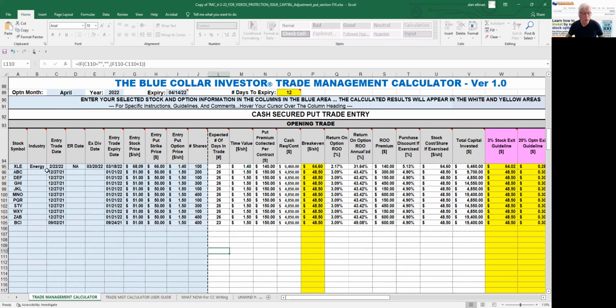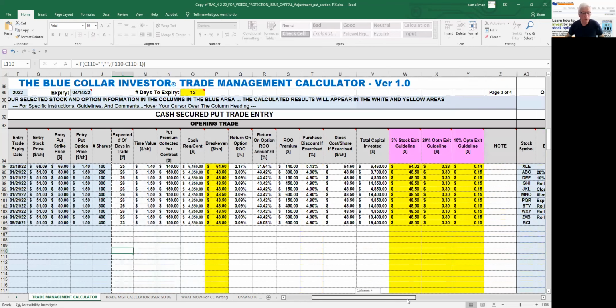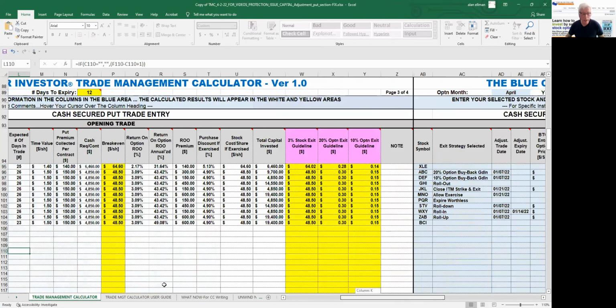Okay, so there's the initial structuring of the trade. When XLE was trading at 68.09, we sold the out of the money 66 put for $1.40, 100 shares, trade date 2/22, expiration date 3/18. Now let's move over to section 2 and see what the spreadsheet has to say.